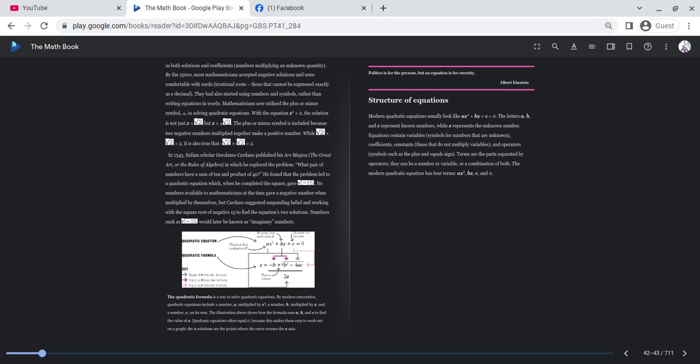Structure of equations. Modern quadratic equations usually look like ax squared plus bx plus c equals 0. The letters a, b, c represent known numbers, while x represents the unknown number. Equations contain variables, symbols for numbers that are unknown; coefficients; constants, those that do not multiply variables; and operators, symbols such as the plus and equals sign. Terms are the parts separated by the operators. They can be a number or variable or a combination of both. The modern quadratic equation has 4 terms: ax squared, bx, c, and 0.